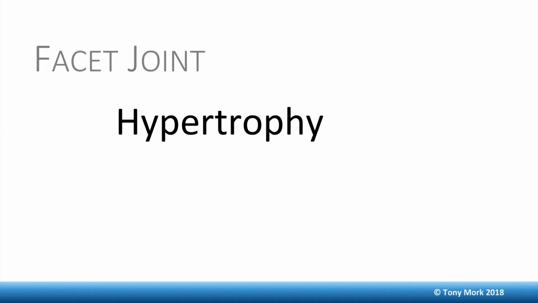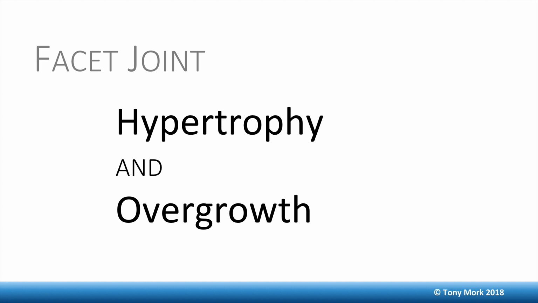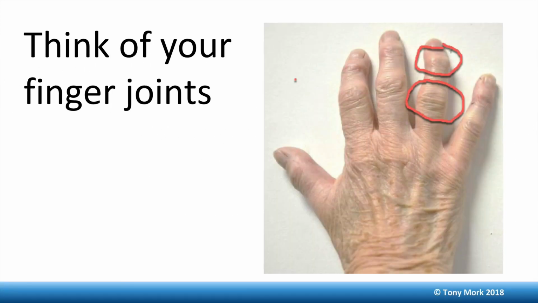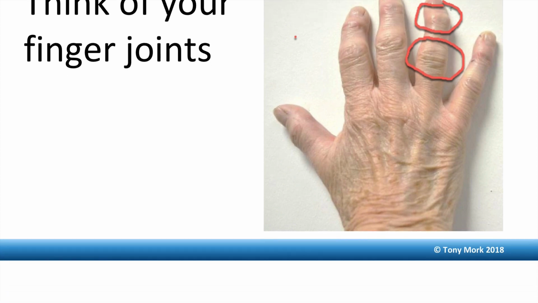Well, the facet joints can also hypertrophy and enlarge. As they enlarge or get overgrown, the analogy would be your finger joints. You have joints in your fingers, and with time, sometimes the bone begins to overgrow secondary to arthritic or degenerative changes. And the only thing that happens in the hand is that you've got to replace the rings, which are easily resized.